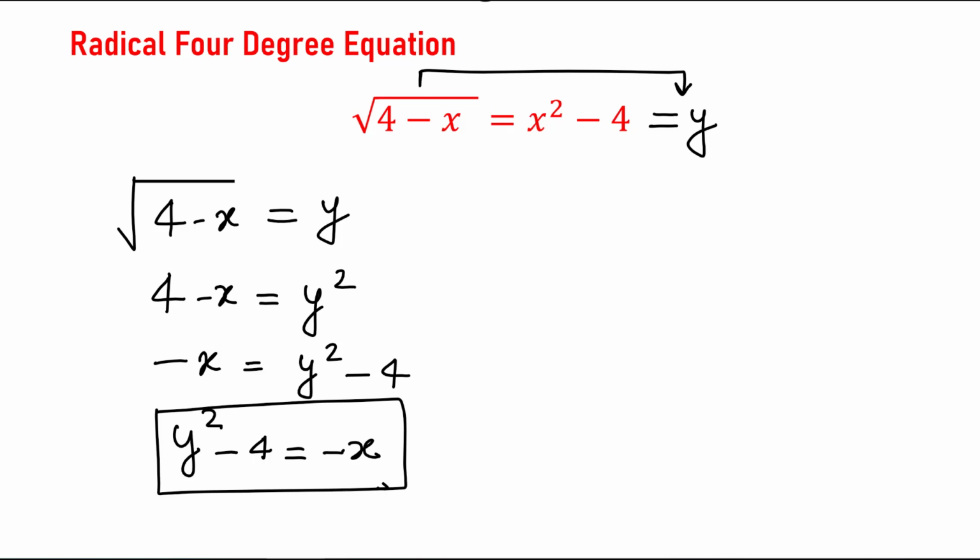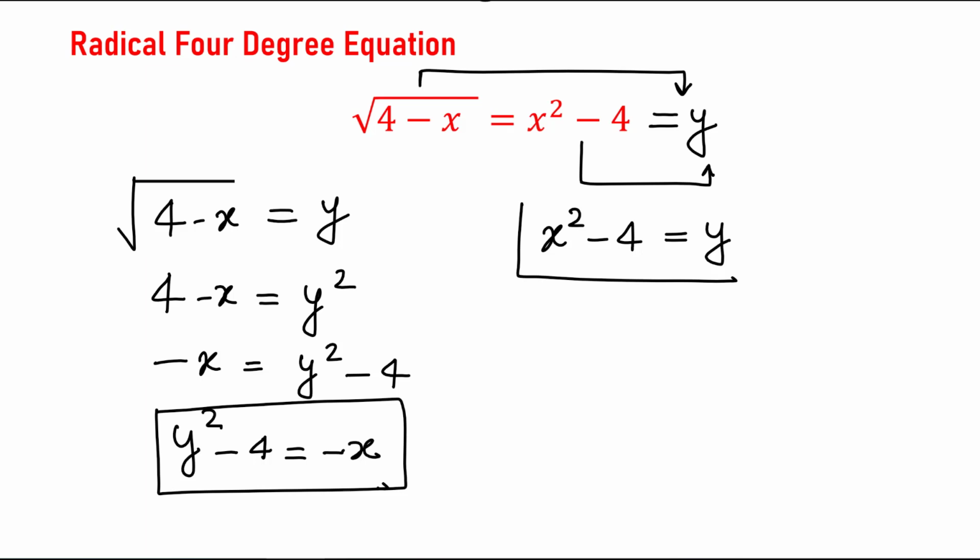Now I can also equate these two. That is, x square minus 4 is equal to y. So this will give me the second equation. Let us call this equation 1 and this equation 2. Now what we can do is subtract these two equations.